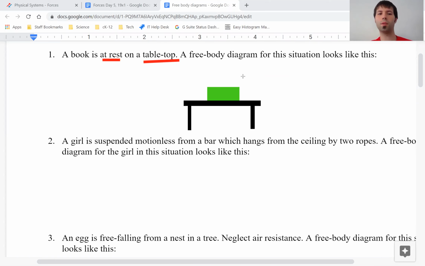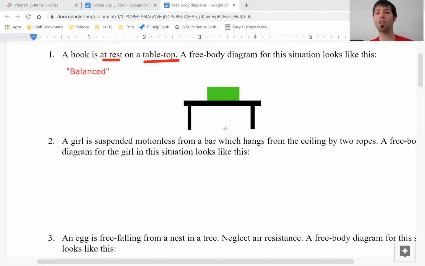So a book is at rest on a tabletop. A free body diagram for this situation should look like this. Before I start drawing arrows, I told you it's good to think about, is this a balanced or unbalanced situation? Unbalanced would mean that the object is accelerating. Balanced means there's no acceleration. So in this case, there's no acceleration because it's at rest. It's not moving at all. So we say that this is balanced. We call this a balanced situation.